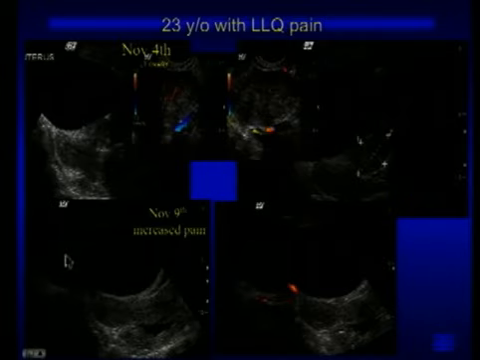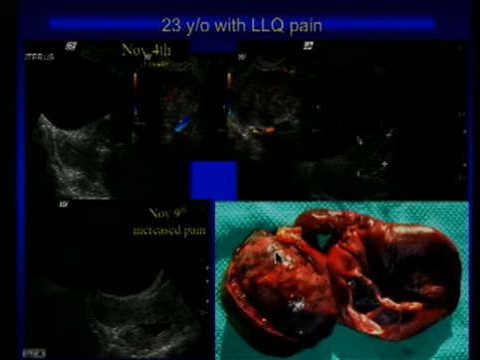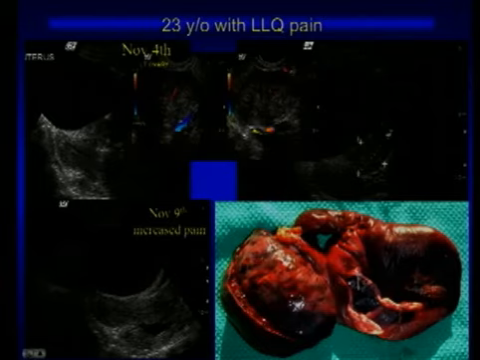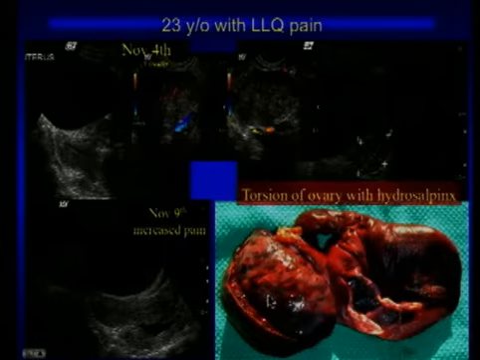The solid mass is much larger and avascular. And this patient actually had a cystic mass, which was a hydrosalpinx, which had torted and pulled along the ovary, and now she has an infarcted ovary as well.